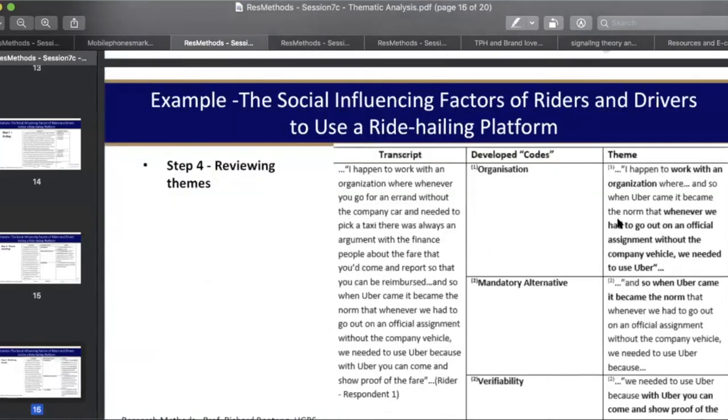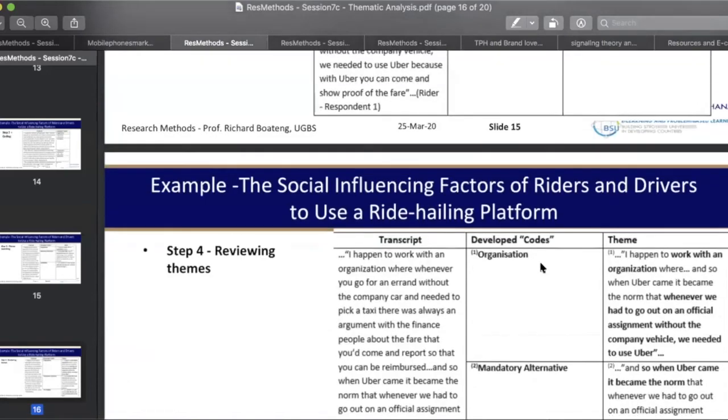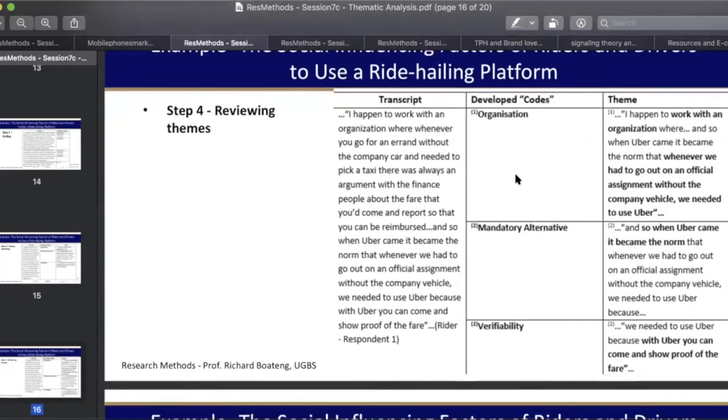Then reviewing the themes again. So we review the themes, we put the transcript there, we have organization, you have got mandatory alternative, you have got verifiability. Now we have one theme here being organization, one being mandatory alternative, and one being verifiability. So we start numbering them. We have one here, for all the ones are for organization. The twos are for things to do with the organization.